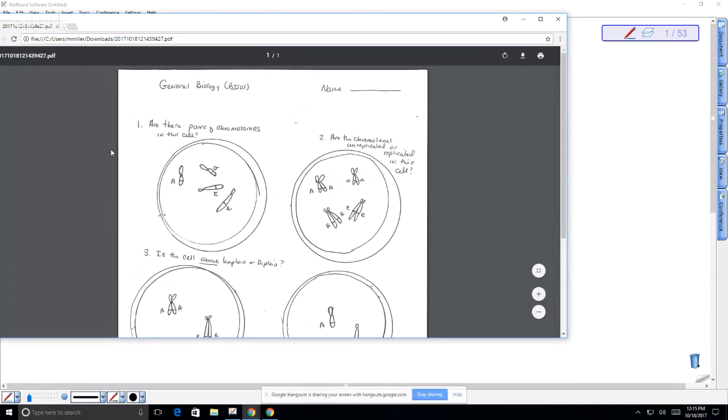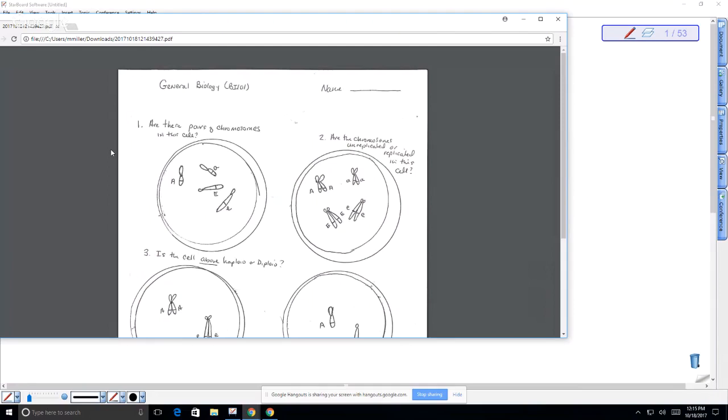Okay, so this handout is my hand-drawn versions of the cells that you created using the bead simulation. And so what do you think the A's and the E's are in this diagram? What do you think they represent? Anybody know? No, we're kind of ignoring the sex chromosomes, so that's a good guess.